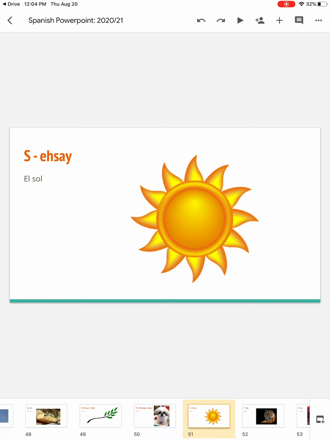Next up, we have S, which is pronounced "ese," ese. And our word for this is going to be el sol, which is the sun. El sol.